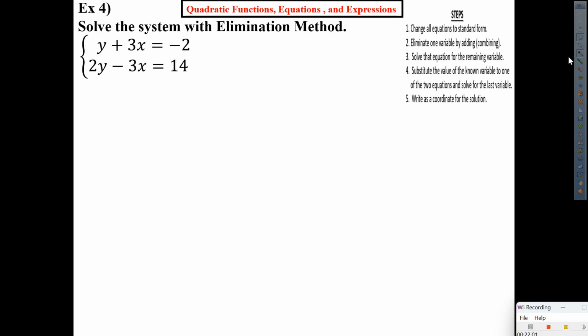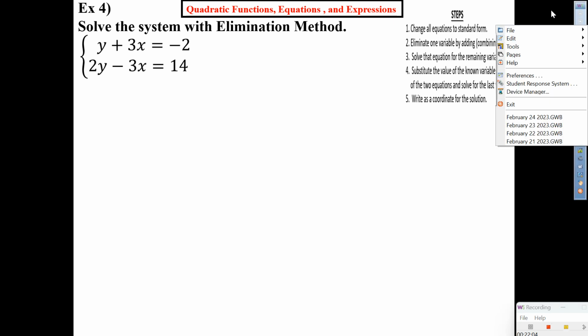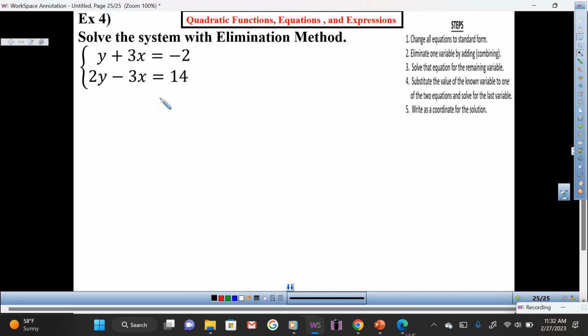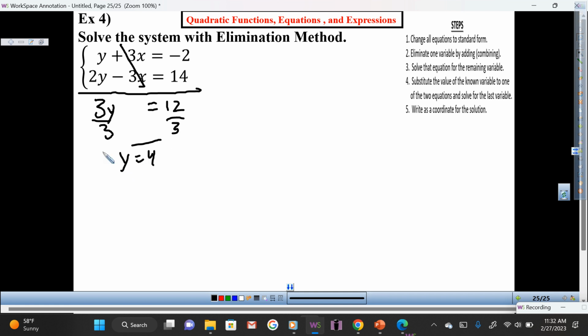All right, so just really quick, looking up to the screen. What did we notice? That they both are in standard form. So at this point, we can eliminate. Which ones are opposites? 3x and negative 3x. This eliminates. You ended up with 3y equals 12. Divide by 3. y equals 4. Substitute that into one of the two.